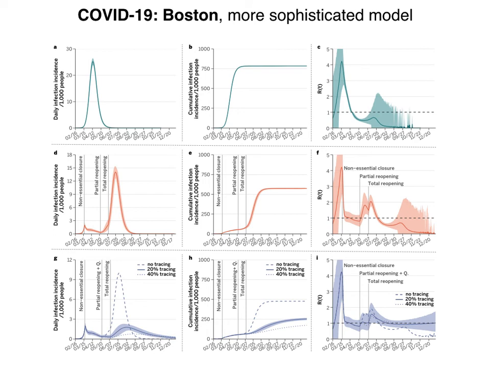In the central panels D, E, and F, you can see what happens when you adopt different measures, for example non-essential closure for around 2 months, and then you partially reopen, allowing, for example, stores, etc. And then the full reopening corresponds to when you also allow people to go to theaters and other mass gathering places. This reduced the incidence of the disease during the period of the lockdown, as you would expect. But then when you completely reopen your society, again, you have a second wave that is higher than the first wave.